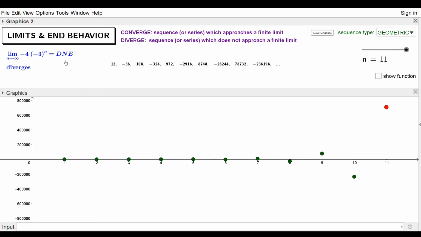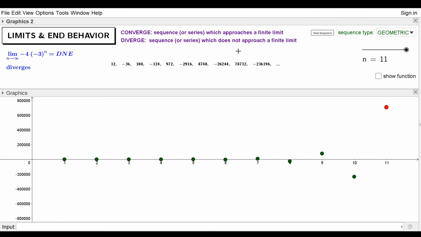Let's just make sure we're clear here. You may have had a limit that had gone to infinity. You may have had a limit that ended up going to negative infinity. The definition of divergence is it does not approach a finite limit. These are infinite limits. Mathematicians like to be as specific as possible. So we can say it's going to the positive infinity. We can say it's going to the negative infinity. But there's still limits that don't technically exist.